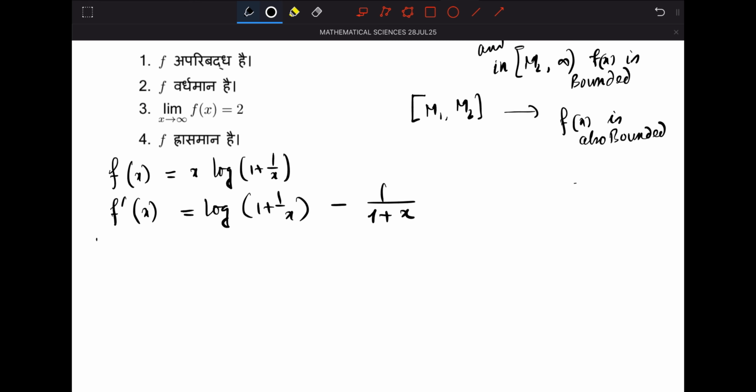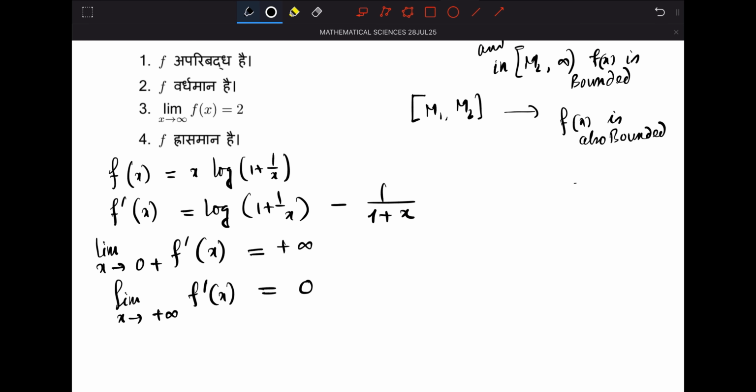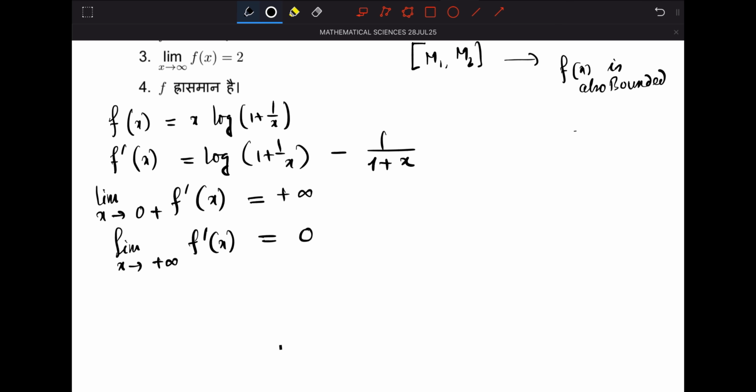So the limit as x tends to 0 plus of f'(x) is positive infinity, and the limit as x tends to plus infinity of f'(x) is 0. If we further differentiate this, f''(x) equals 1 by 1 plus x minus 1 by x plus 1 by (1 plus x) squared.